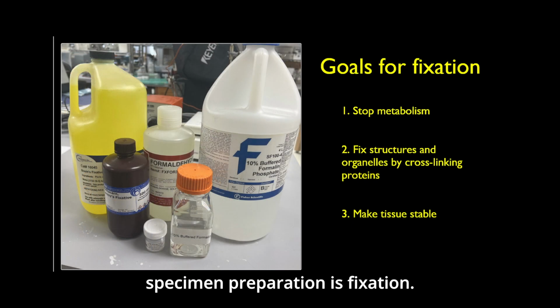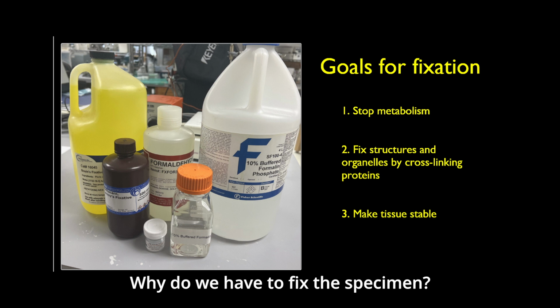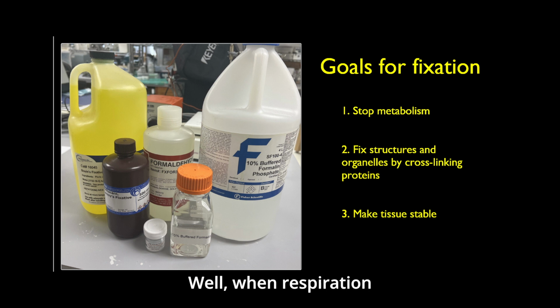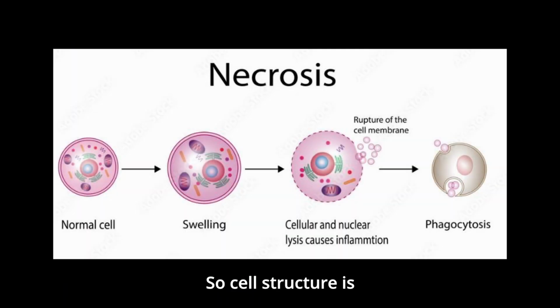So the first step in specimen preparation is fixation. Why do we have to fix the specimen? Well, when respiration stops, cellular processes maintaining homeostasis end immediately, within seconds. Energy production stops, cell membranes become permeable, mitochondrial activity ceases, and cell autolysis begins. So cell structure is altered dramatically.